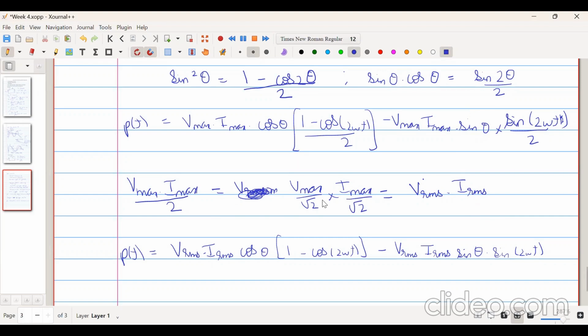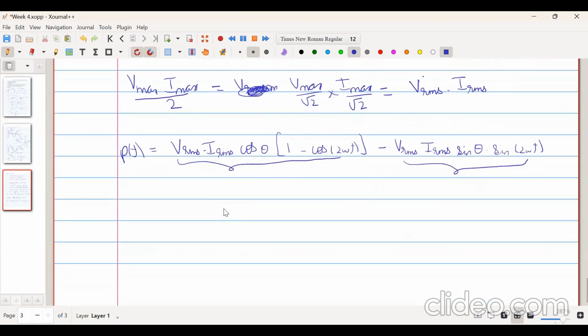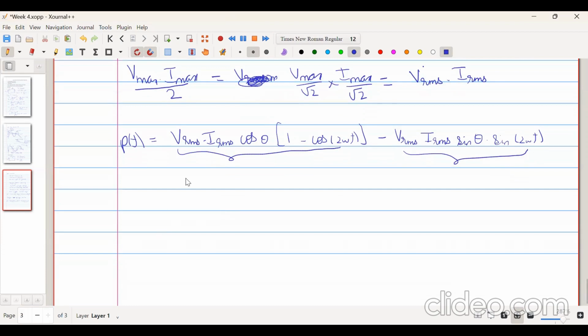So this is the equation for the instantaneous power. It consists of two terms. There's this term and there is another term. Now we will analyze both these terms one at a time. So let us draw this.